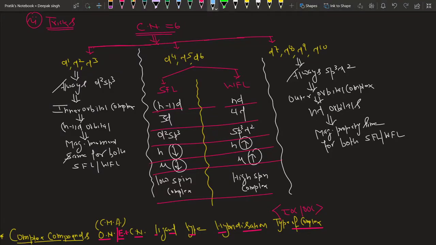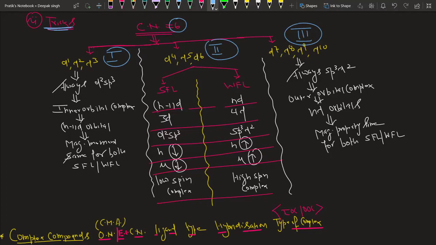So while solving MCQs related to complexes with coordination number 6, students, we can all use these tricks. If you use these tricks, it will be easy for you to solve the MCQs. What we have done is divide the electronic configuration of the d orbital for the central metal atom into three parts. You can see this is the first part, this is the second part, and this is the third part.